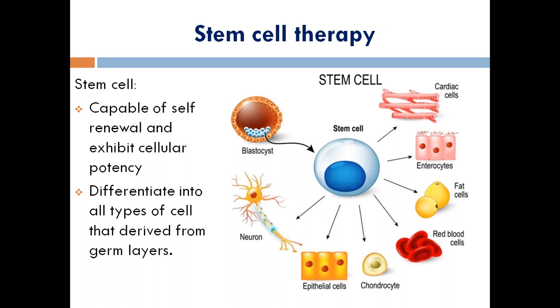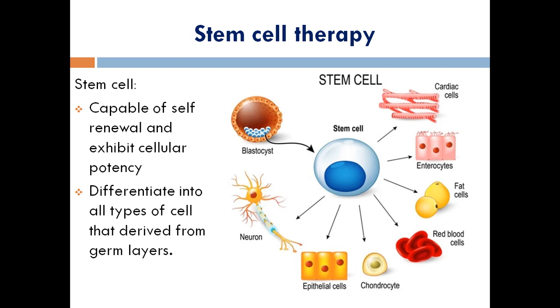So now we are going to see the next topic, that is stem cell therapy. Stem cells can be called a mass of undifferentiated cells which have the ability of self-renewal and exhibit cellular potency. The meaning of this is, in plants we have cells called meristem cells, which have the ability to develop into different kinds of organs. Likewise, in the human body also we have a specific cell that will differentiate into numerous organs. That one we call stem cells.